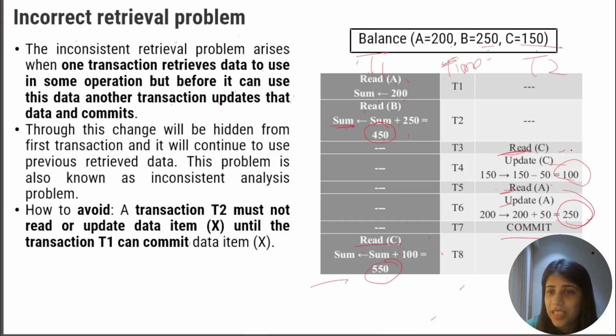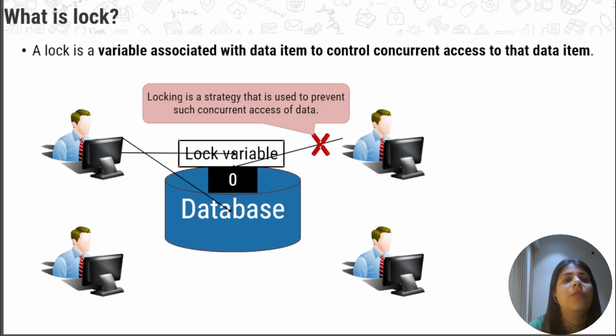So over here, as we see, transactions T2 and T1 both have different inconsistent values. Through this, the change will be hidden from the first transaction and it will continue to use the previously retrieved data. This problem is also known as the inconsistent analysis problem. How to avoid it: transaction T2 must not read or update data item X until transaction T1 commits the data item X. Let's see the next topic, lock.